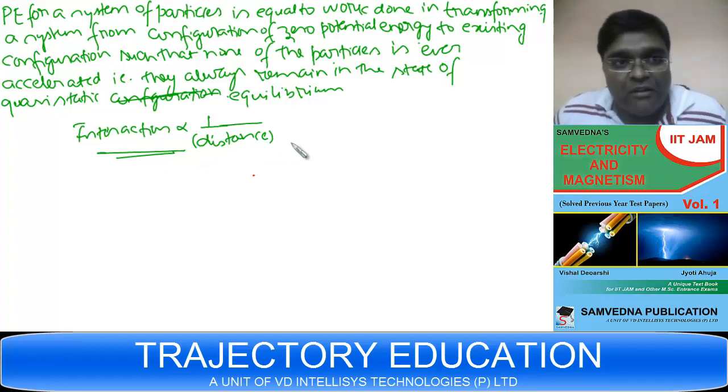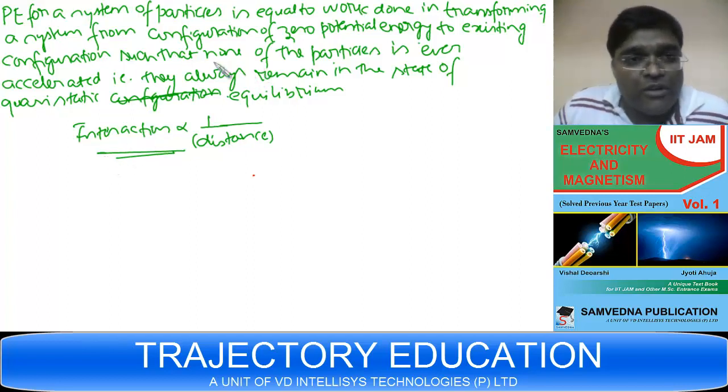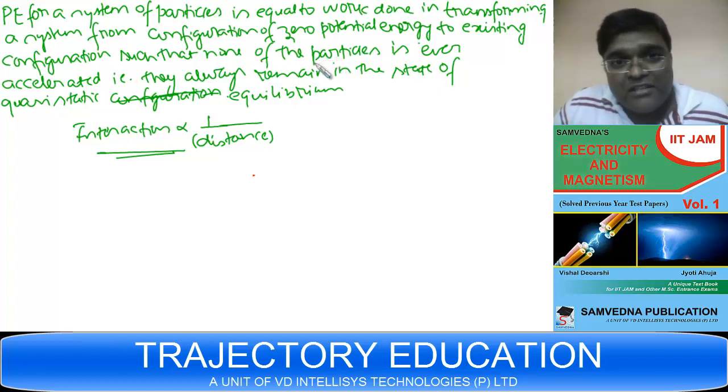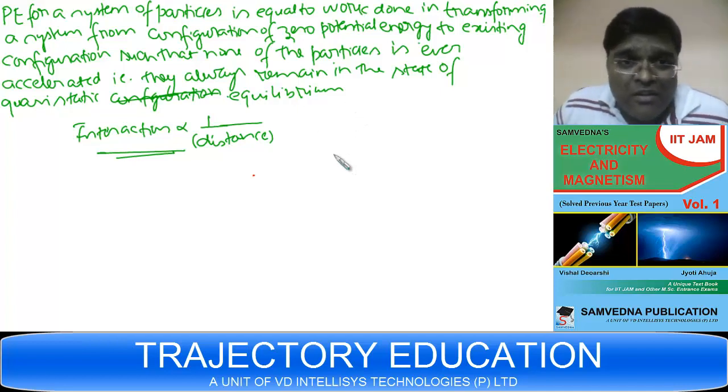So for most of the forces where interaction has inverse variation to distance, the configuration of zero potential energy will involve the particles lying at infinite distance from each other. Then for those particles I can always define potential energy as the work done in bringing all the particles from infinity to the existing position such that none of the particles is ever accelerated, or they always remain in the state of quasi-static equilibrium. If interaction has inverse variation with the distance, then the configuration for which I will assign zero potential energy will be the one where the particles are all lying at infinity, where they are not interacting.